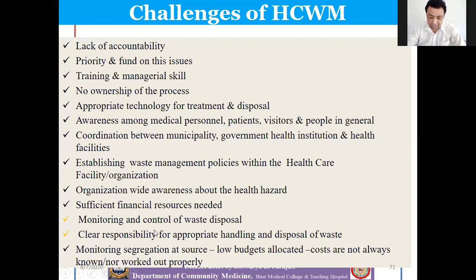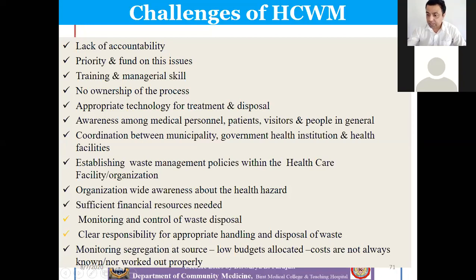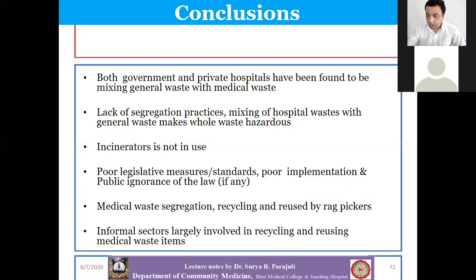I didn't want to go into detail. For example, there are no written policies for healthcare waste management in our setting. This is quite ridiculous. Now, let me conclude.